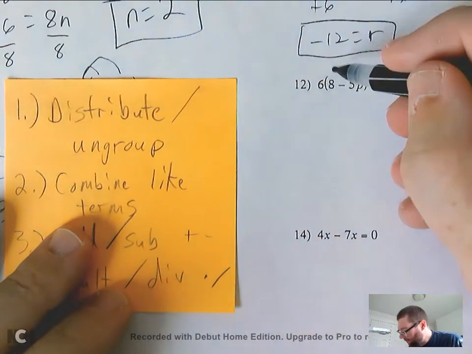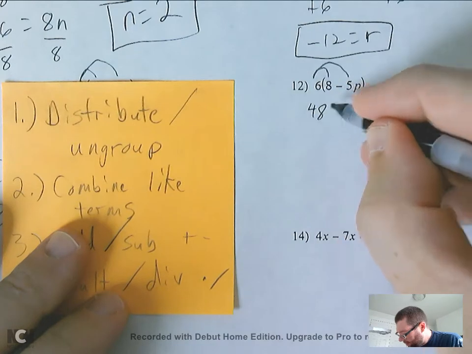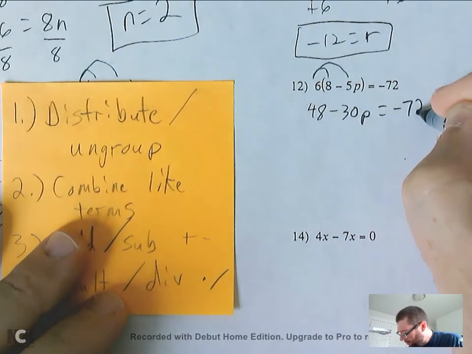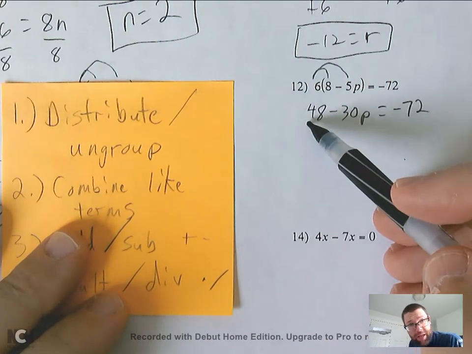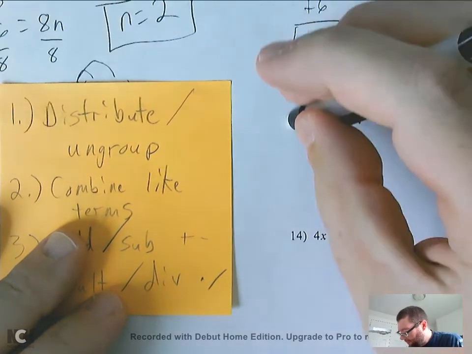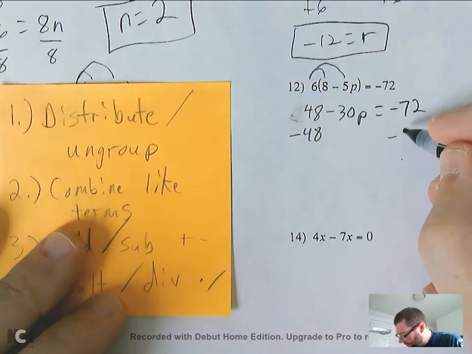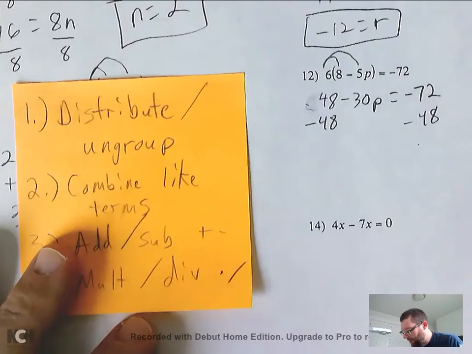This is another kind of simple distribution problem. So I'm going to distribute first, distribute the 6. That would give me 48 minus 30p is equal to -72. Then I would get rid of the add subtract. It's a positive 48, right? We pay attention to the sign in front, so I have to subtract to get it to cancel out. So minus 48, and -72 minus 48 is -120.